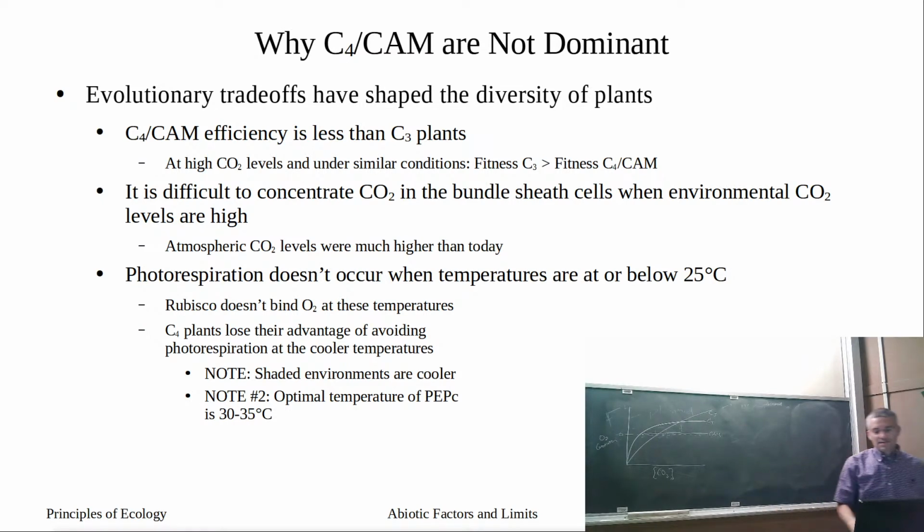The other aspect is that PEP carboxylase's optimum temperature is between 30 and 35 degrees. All right, if that's the optimum fixation temperature, you're not going to see it at these cooler locations. So these three things, the efficiency issue, the concentrating in the bundle sheaths, and optimum temperatures of our enzymes, all played a part in why we see so many more C3 plants relative to the C4 and the CAM plants.